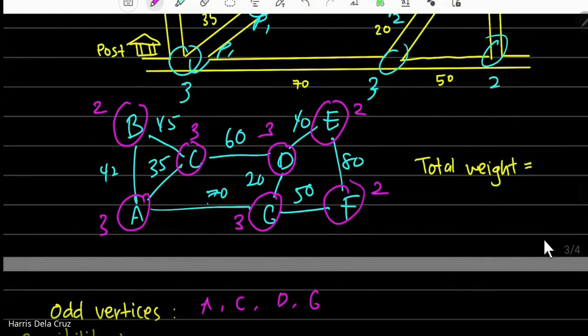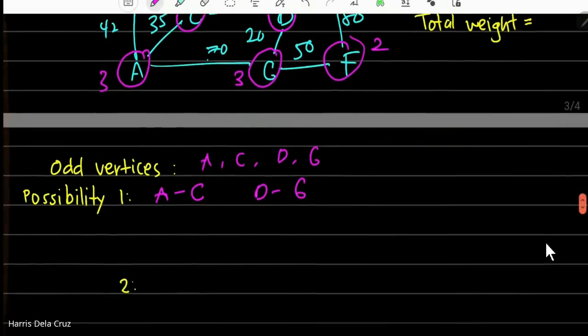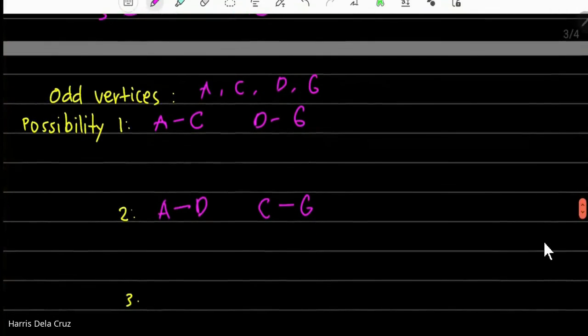So ano na lang to, simple probability, counting. Pwedeng si A naka-pair kay C. Pwedeng A to C. Now, pag si A, pinair mo kay C, automatic, si D, mape-pair kay G. Pwedeng si A, i-pair mo kay D. Pero pag si A na kay D, si C, mape-pair kay G. Matik yun. Pwedeng si A, i-pair mo kay G. So, that will mean si C kay D mape-pair. And that are all the possibilities. These are all the possibilities.